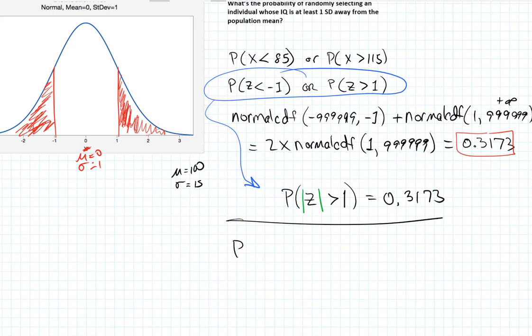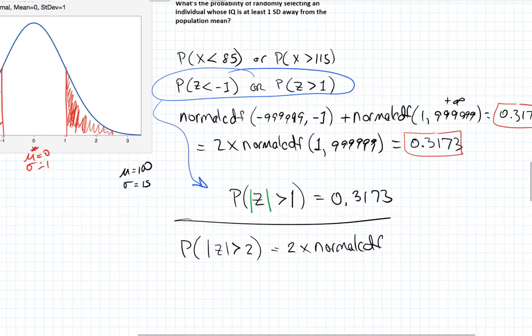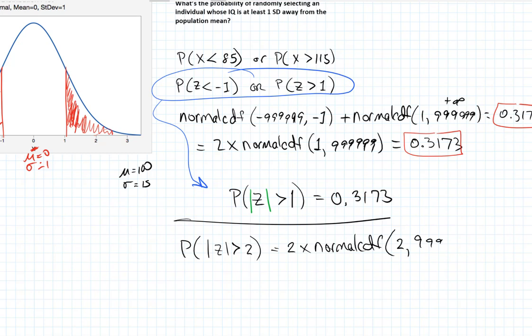And similarly, if you were asked what's the probability of getting an individual whose distance is more than 2 standard deviations away, then you would do something like this. It would be 2 times normal CDF, and I'll choose the easier one, from 2 standard deviations, it's a 2, and then it's the 999999. And so you could use that to answer that question.